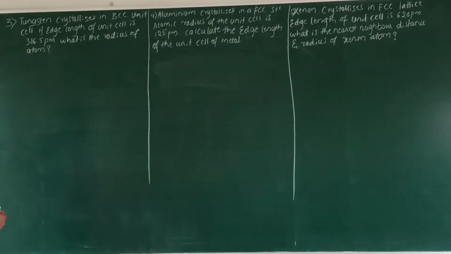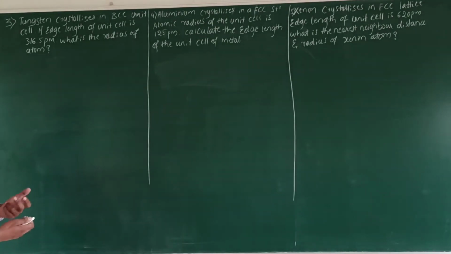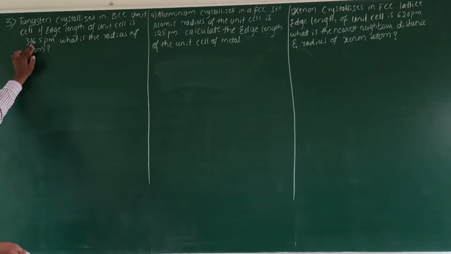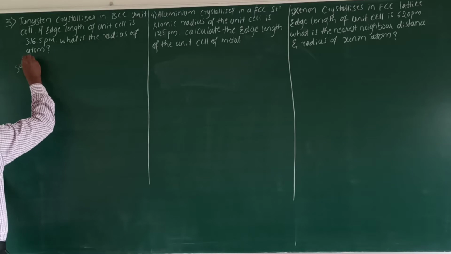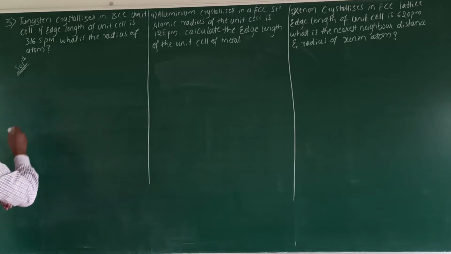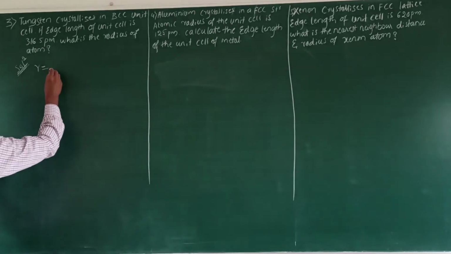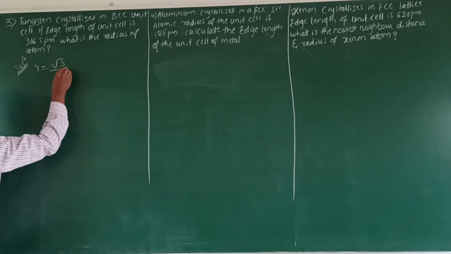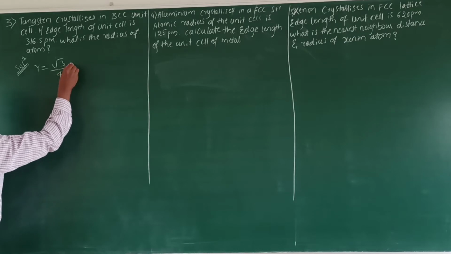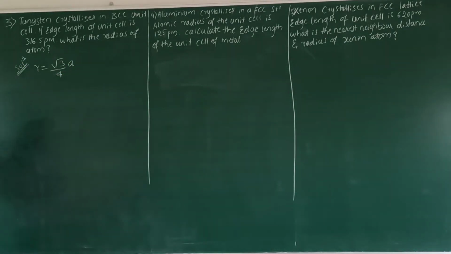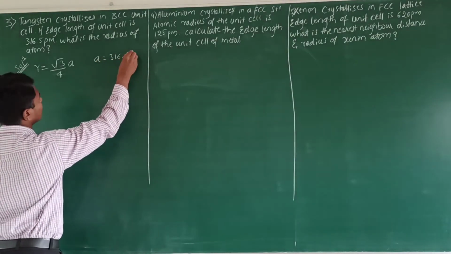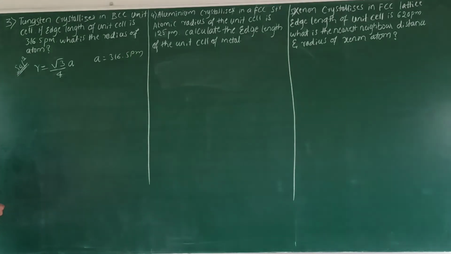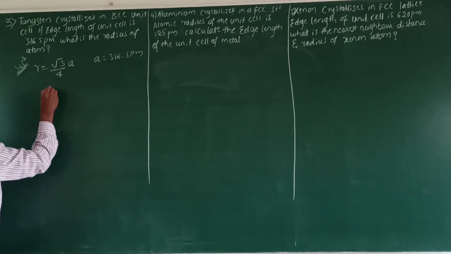In this question, tungsten crystallizes in BCC unit cell. If the edge length of the unit cell is 316.5 picometer, what is the radius of the atom? Okay, we have to write the solution first. What is the formula that belongs to this? Radius is equal to root 3 by 4 into a. They are already given that a is equal to how much? 316.5 picometer, isn't it? Just put the value in this formula.